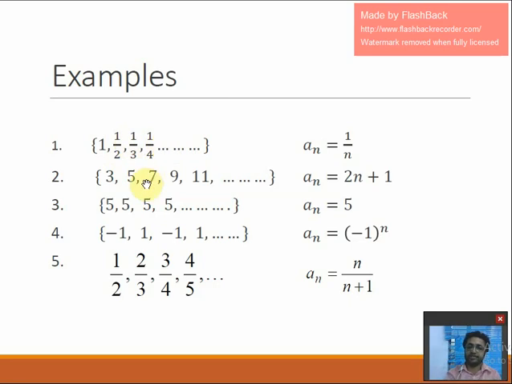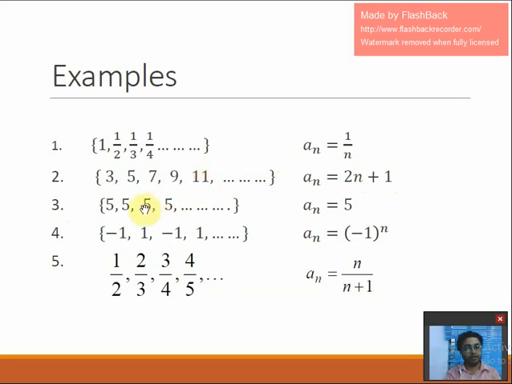Now, come to the second one. What will be the minimum value? 3, 5, 7, 9, like this it is going. The minimum value we can see is 3 and it is in increasing order. So, as n tends to infinity, this value increases and goes to infinity. So, the sequence is bounded below but not bounded above. So, this sequence is an unbounded sequence.